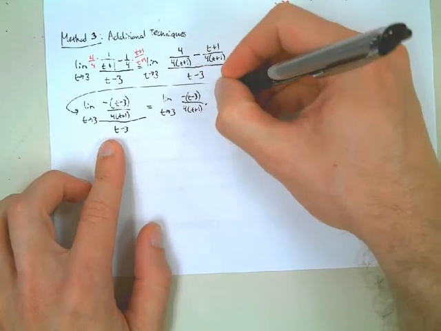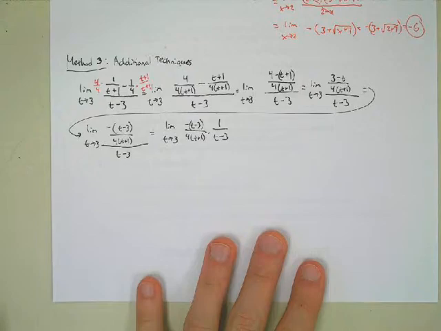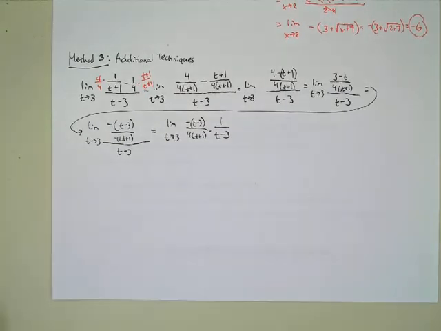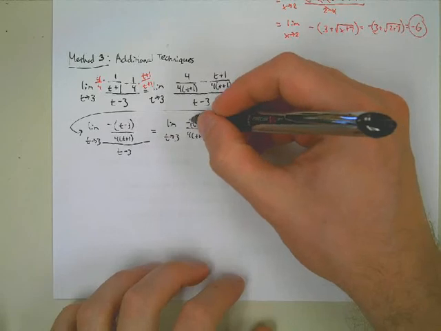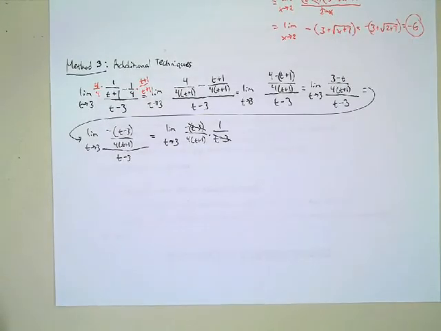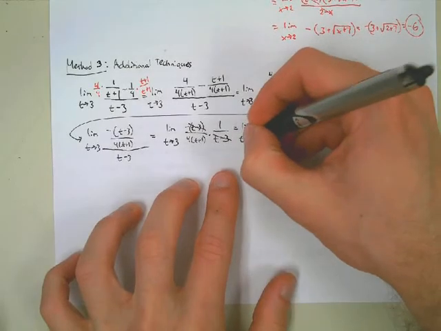Whoa, Mr. Whitmire, things cancel. That's right. Things cancel. So the T minus 3's cancel, and Anna set it up very nicely for us to just cancel that with the negatives like that. And so we end up with the limit as T approaches 3 of -1 over 4 times T plus 1.